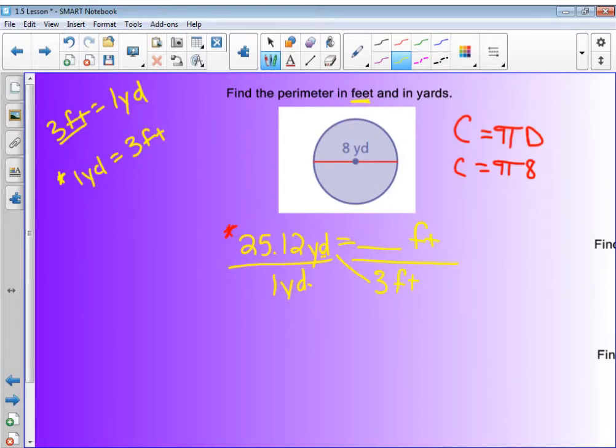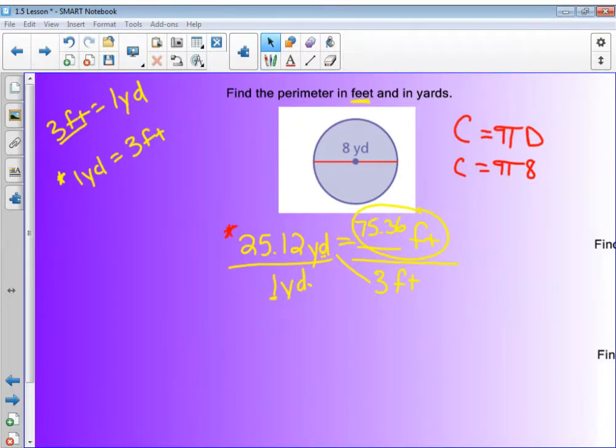So when we cross multiply, it's going to give us 75.36, I think, but I'll double check myself. 3 times 25.12 gives me 75.36. That's some pretty good mental calculation there. So I just got 75.36 feet. So there's my feet, and my yards were 25.12, so they're already there. Okay, and yes, we would normally divide by the third, but that was a 1 anyway, so I didn't have to do the division part of it.